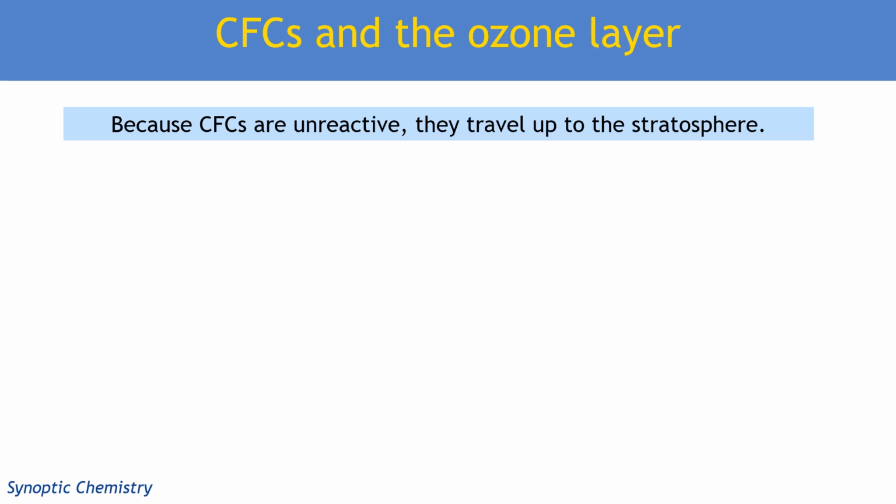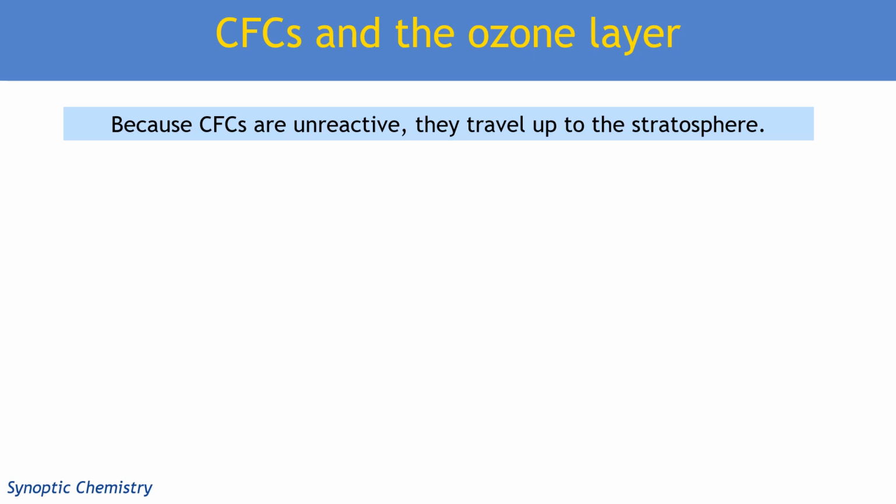So most compounds will break up and react with other substances down here in the troposphere, in the lower layer of the atmosphere. So most of the stuff that we make or generate, most of the chemicals and the pollution that we create here on Earth doesn't get up to the higher reaches of the atmosphere. But because CFCs are so unreactive and inert, they will diffuse and eventually travel up to the stratosphere, to the ozone layer.